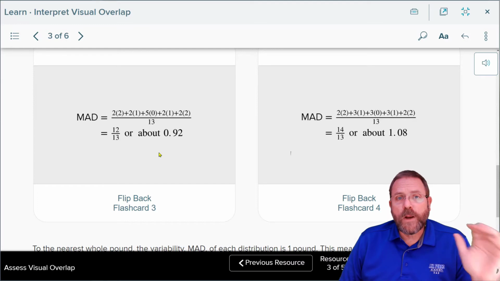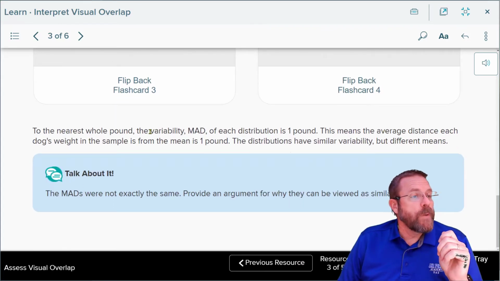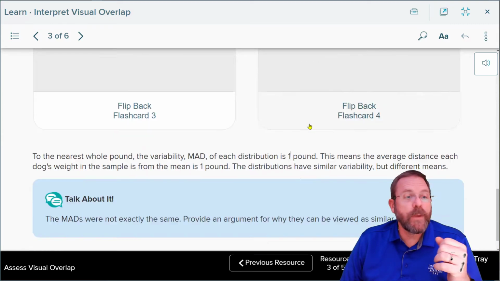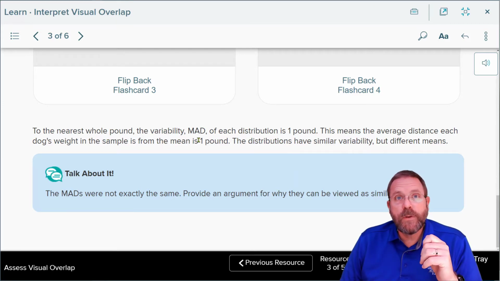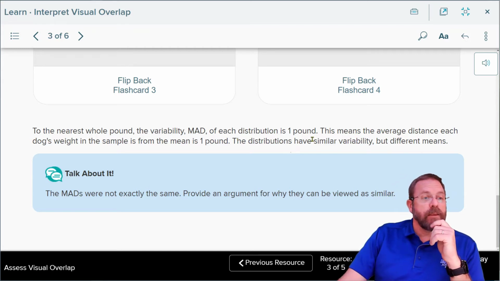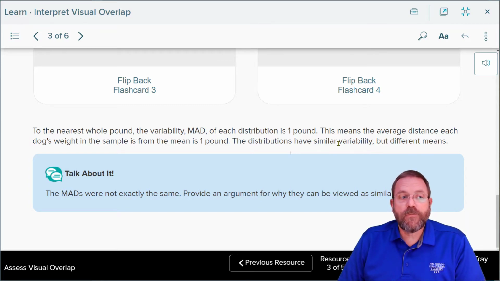That means you have greater consistency in the weights of the females as compared to the weights of the males. To the nearest whole pound, the variability, or mean absolute deviation, of the distribution is 1 pound. So they both come out to be about a pound. This means the average distance of each dog's weight in the sample from the mean, or average, is going to be 1 pound. The distributions have similar variability, even though they're a little different, they're very close, but they have different means or averages.